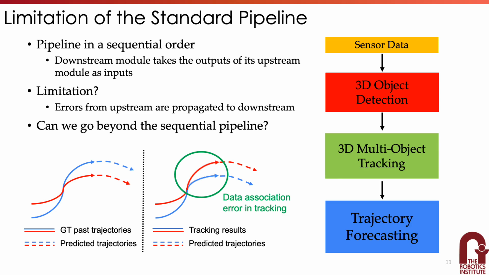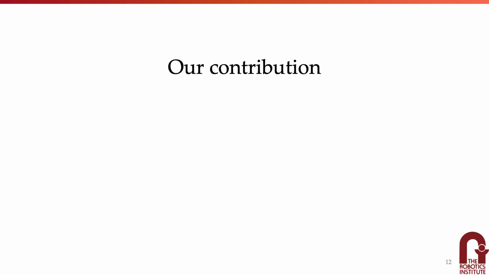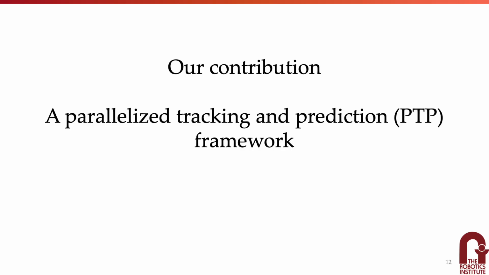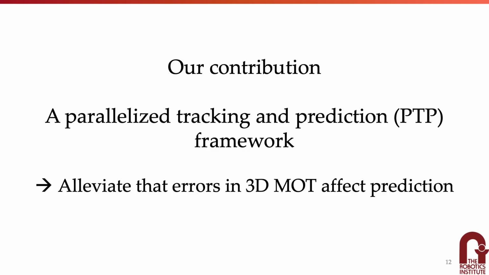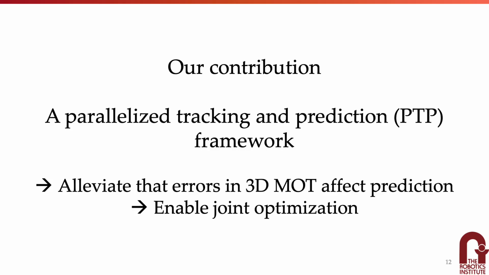So, how do we deal with this problem? To alleviate the compounding error from upstream to downstream, we proposed a parallelized tracking and prediction framework, which we call PTP. Also, our method can jointly optimize the tracking and prediction modules to further improve performance.